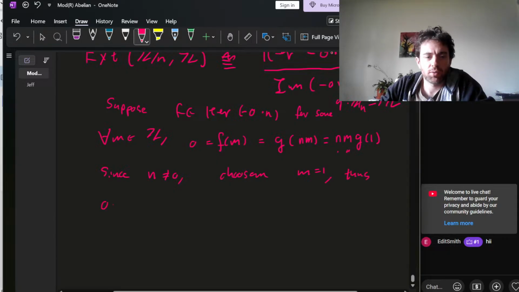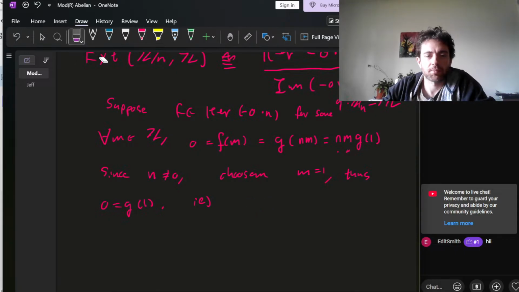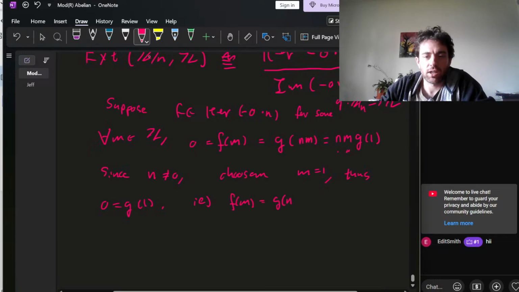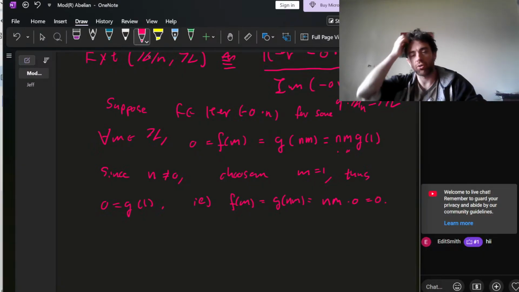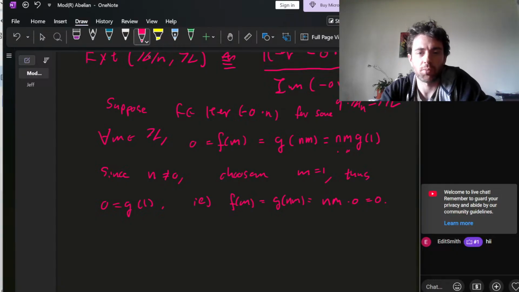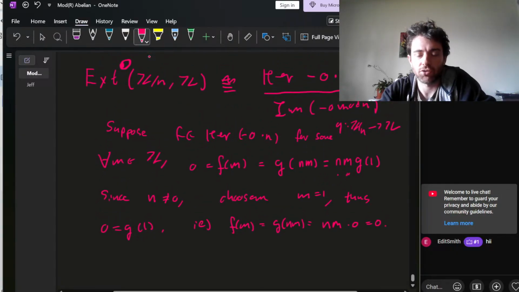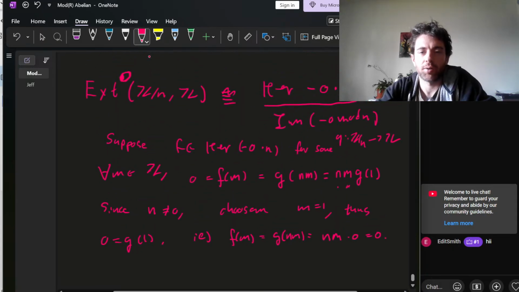And what do we find? Well, that g(1) has to be equal to 0. I.e., for an arbitrary m, that means that g(m), what does that mean? That means that f(m), which is equal to g(nm), which is equal to nm times 0, is equal to 0, right? So in other words, f is the 0 map. So the kernel itself is trivial. And so certainly the quotient is going to be trivial.